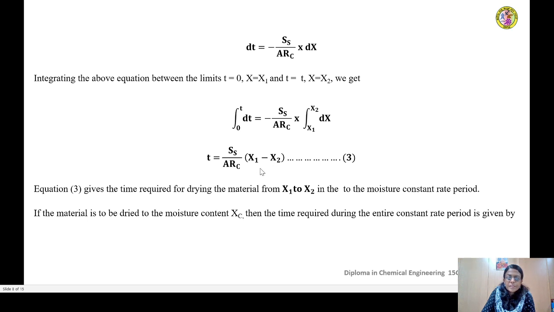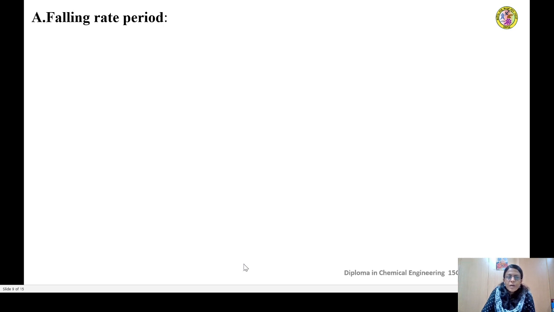If the given material is dried up to critical moisture content instead of some moisture content x2 greater than xc, then you can replace this x2 with xc and the equation will become Tc. We can write the time required as Tc because this represents the total time required in the given drying operation for the entire constant rate period. So Tc is equal to Ss by ARC times x1 minus xc is your final equation. Okay, so that is the time required during the constant rate period.